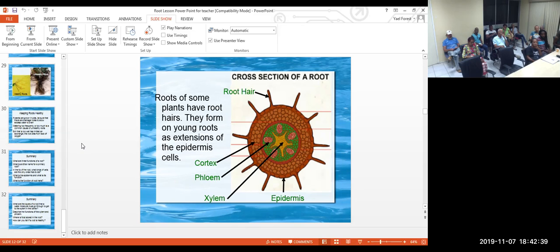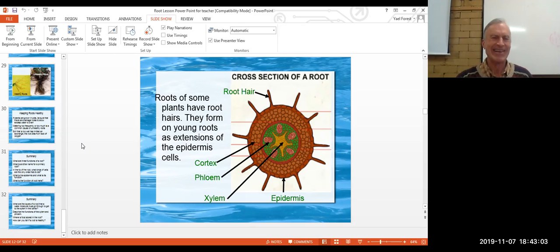Yeah. How can you tell if a root is healthy? White. White? Yes. What do you mean by fresh? It doesn't smell rotten. It smells good, not rotten. Yeah, I think that's pretty good. It's not slimy.